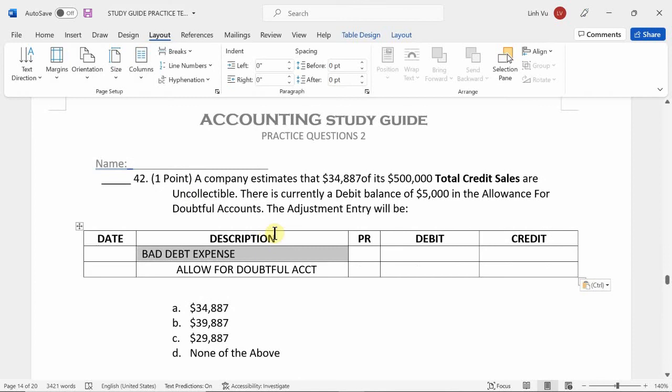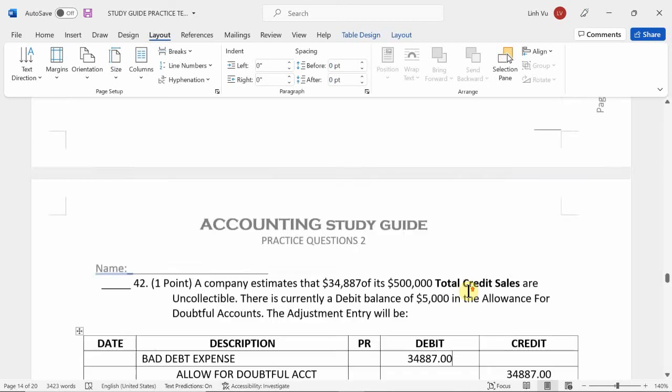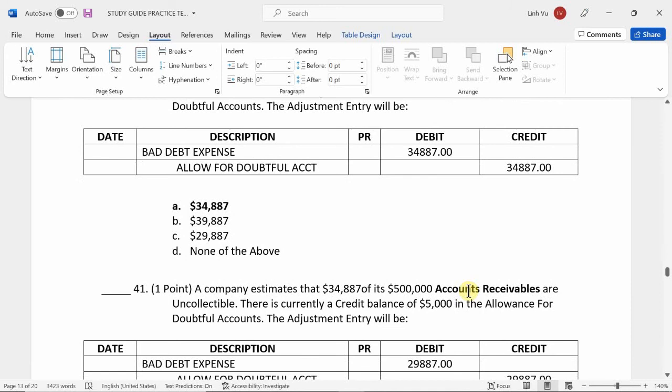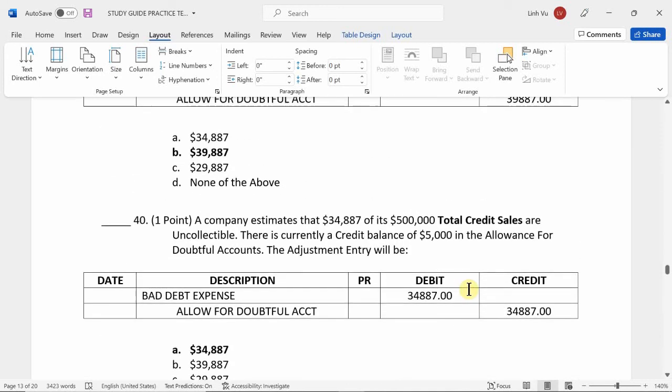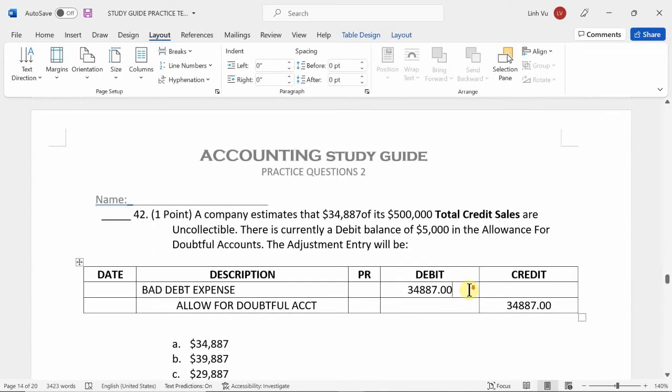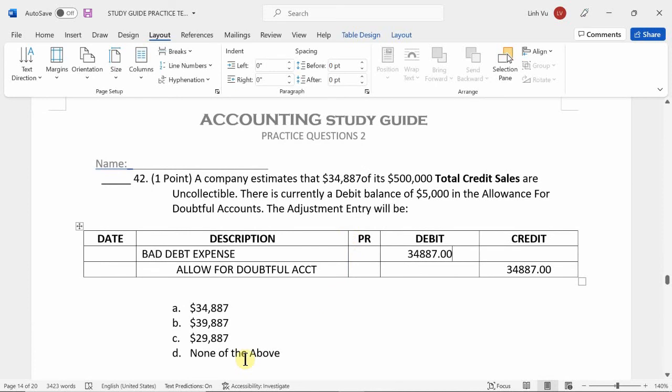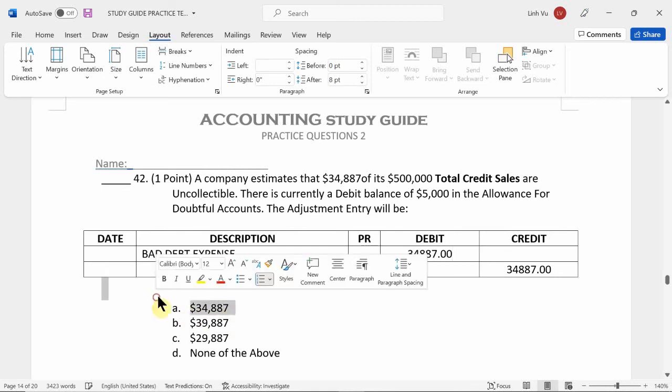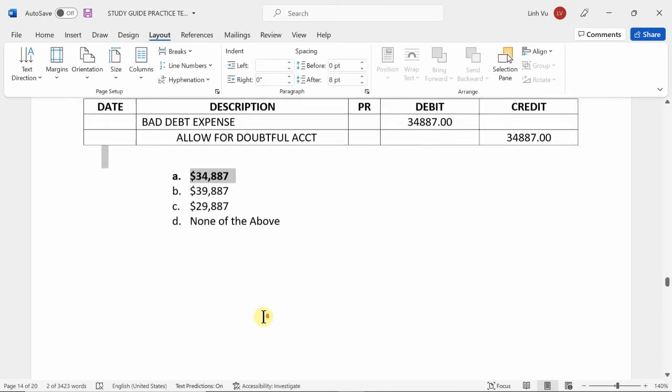Because this is the income statement, we don't care about what's in the allowance for doubtful accounts. We only care about what the estimated number was, and that's $34,887. Also, in question number 40, the same estimate amount. Right, except the only difference here is whether there's a debit balance or credit balance in my allowance for doubtful accounts. Thank you, teacher. Yes, so in this case, there's no change when it comes to total credit sales, but when it is accounts receivable, you do change it.